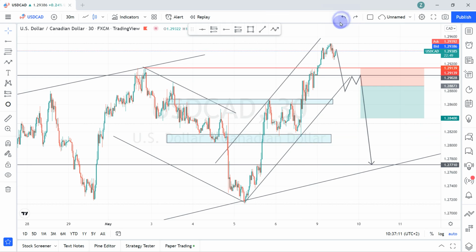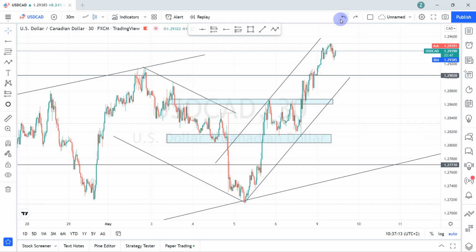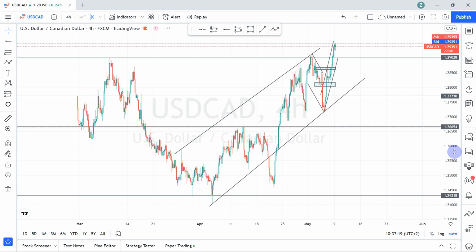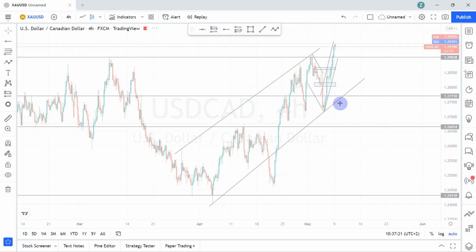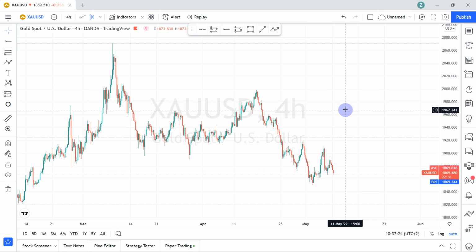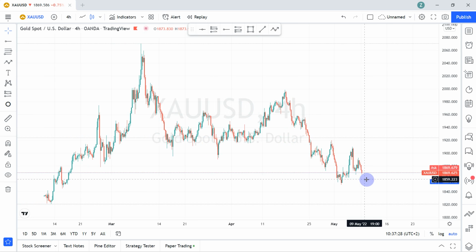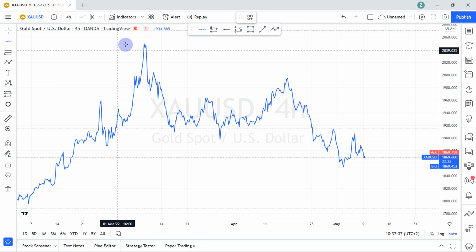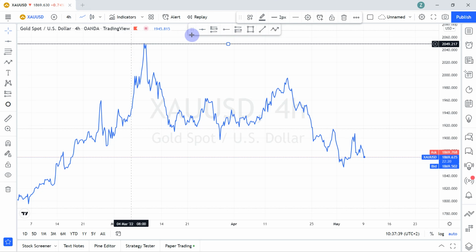So that's basically the setup for USDCAD, and let's move on to another pair, which is XAUUSD, also known as gold. So on gold, guys, gold is probably selling right now. As you can see, it's probably selling. So let's analyze gold and try to cater for any setups.